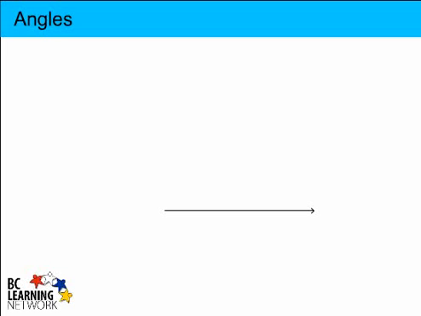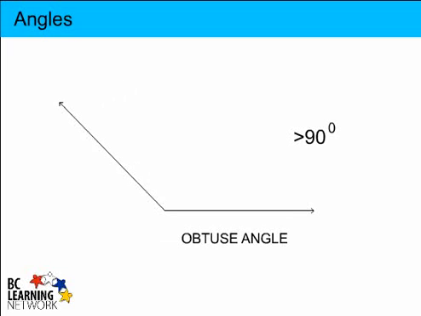Angles are classified by how big they are. An angle that looks like a square here is 90 degrees, and it's called a right angle, and it's exactly 90 degrees. An angle less than 90 degrees is called an acute angle. So anywhere between 0 and 90 will be an acute angle. An angle greater than 90 degrees is called an obtuse angle.